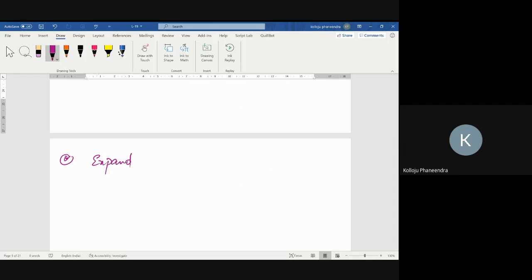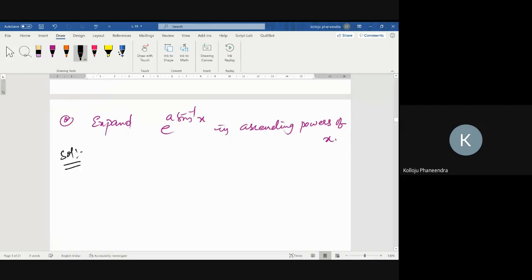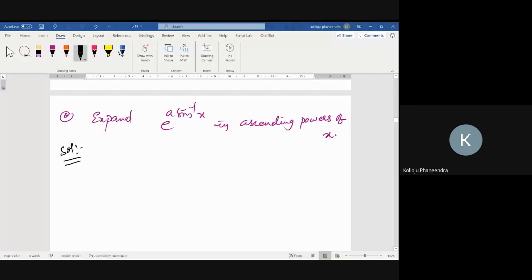Expand e power a sine inverse x in ascending powers of x. This is the question. Solution. The point is not given, and it is a series expansion completely, so there is no need of any remainder term. Since the point is not given, it is a Maclaurin series expansion.